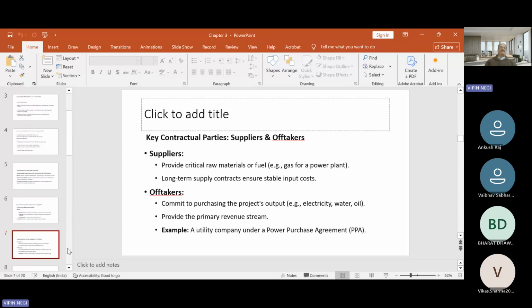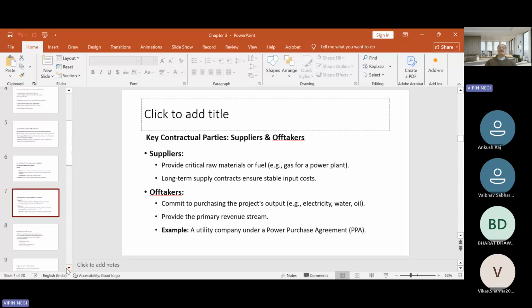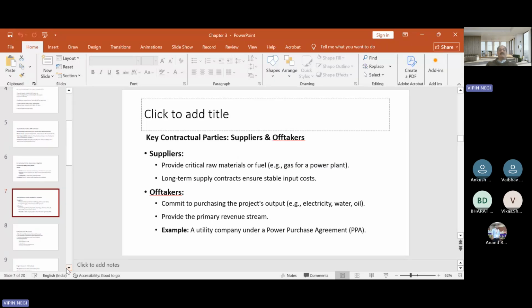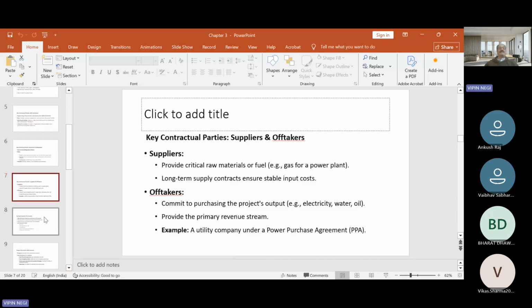Suppliers and, as we are discussing now, off-takers. They commit to purchase the project's output, basically whatever is produced, like electricity, water or oil. Who are the agencies? Those who are the buyers of their product or supplies. They provide the primary revenue stream to this kind of infrastructure project. So there may be some company, through a power purchase agreement, who can develop these agreements with the buyers of the product.